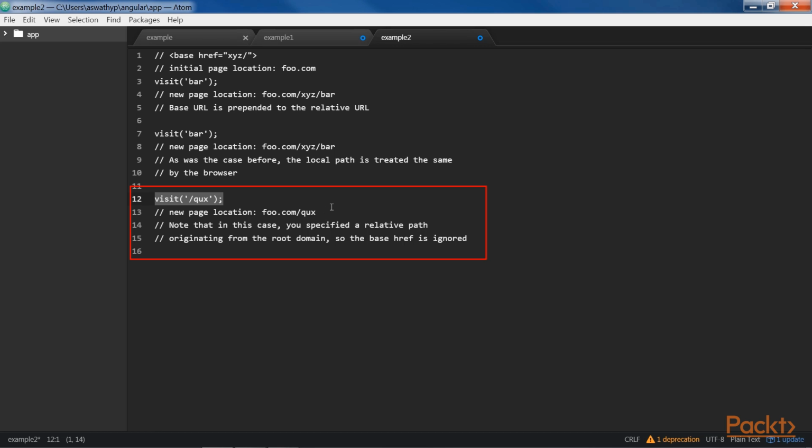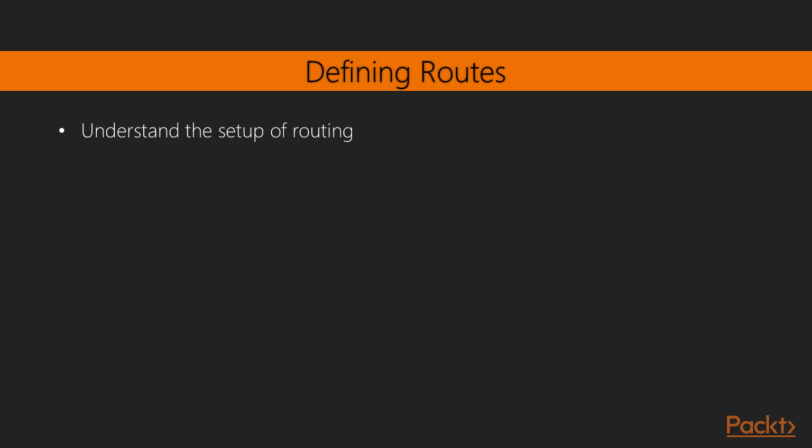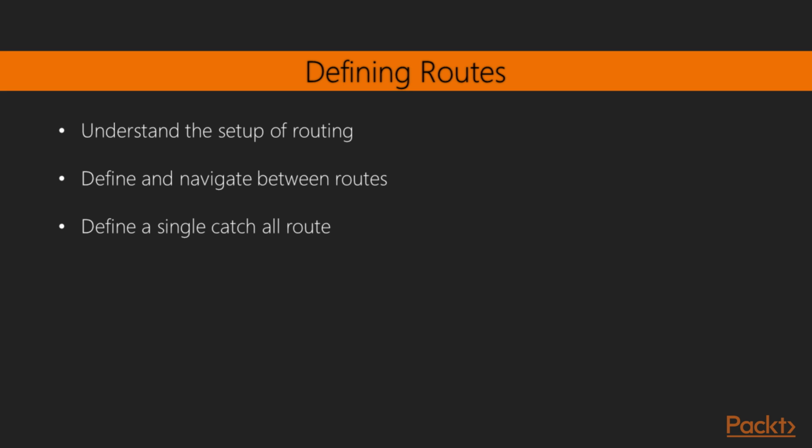The next topic we are going to see is defining routes. Here, you need to define what your application routes are. For the purposes of this video, it is more important to understand the setup of routing than how to define and navigate between routes. So for now, you will just define a single catch-all route.